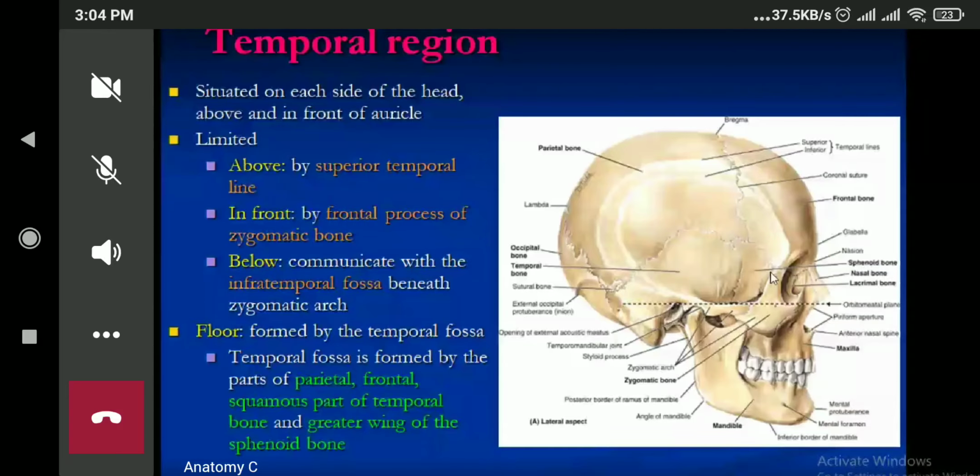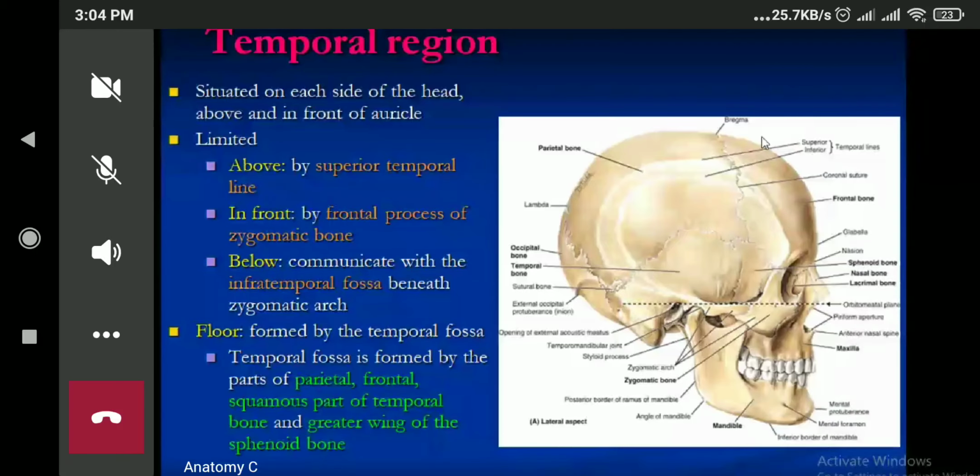Next one is below. So, below it is open. The temporal fossa will communicate with the infratemporal fossa through a gap present between the zygomatic arch and the side of the skull. I've already told you this in the practical class also. So, you just have to recall all those patterns.